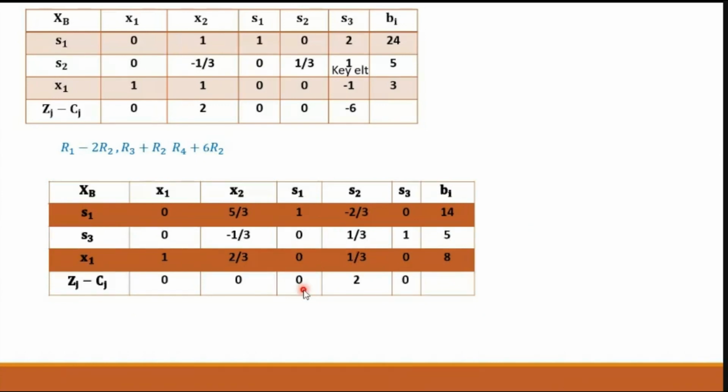What is the solution? All zj minus cj's are greater than or equal to 0. So how to write the solution? कैसे लिखना है? We had two variables in the problem, x1 x2. What is the value of x1 from this table? कैसे लिखते हैं, याद है?